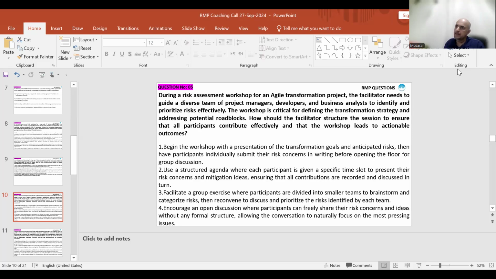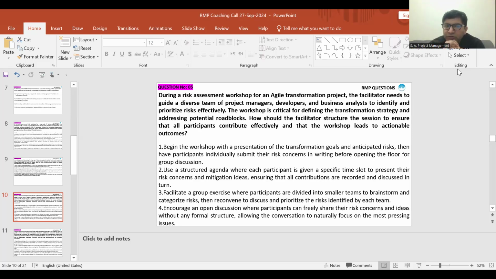Sir, facilitated workshops generally follow an agenda. So option number 2 can be good because, depending on the size of the team, participants, you always allot a fixed time slot to each person. The point that you highlighted is very correct, that if somebody has a brainwave, there can be other things. But just like the previous question, if we divide into smaller teams, and reconvene, that reconvening was not there in option 2. So option number 3 is better. Option number 3 is okay.